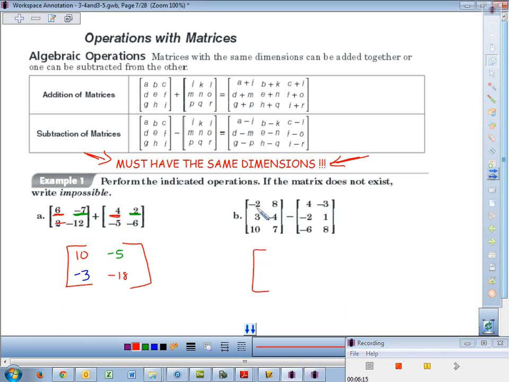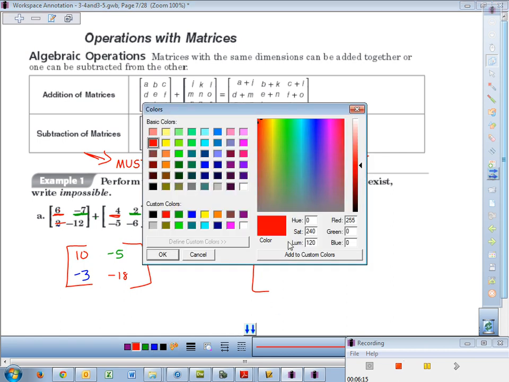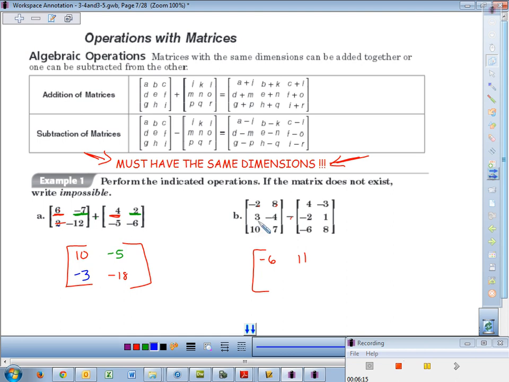So I'll start with my matrix right here. Negative 2 minus 4. What do you get? Negative 6. And then I go over to the right, with this 8 minus a negative 3, which is a what? 11. Finish this matrix. Subtract those from each other. That's the wrong button. 3 minus 2 is a 5. Negative 4 minus 1 is a negative 5. 10 minus 6 is 16. And 7 minus 8 is negative 1.